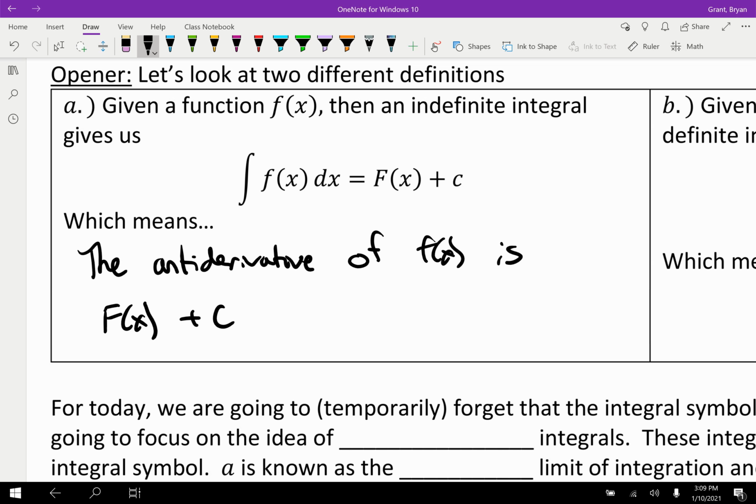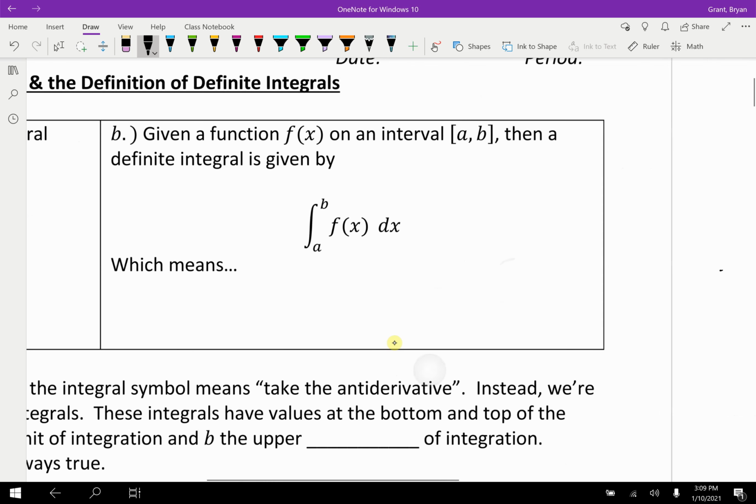And at this point, we're actually going to forget everything that we've known about antiderivatives and integrals. We're going to move away from that for the next week and a half or so. And then again, once we get to our third part, we'll tie everything back together.